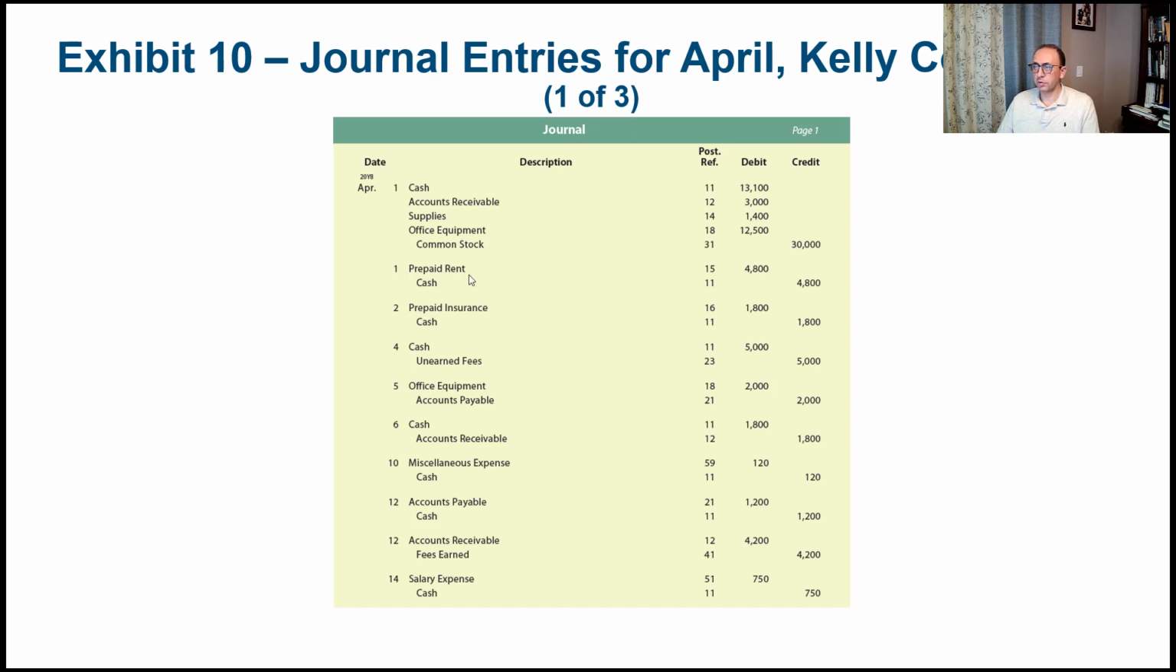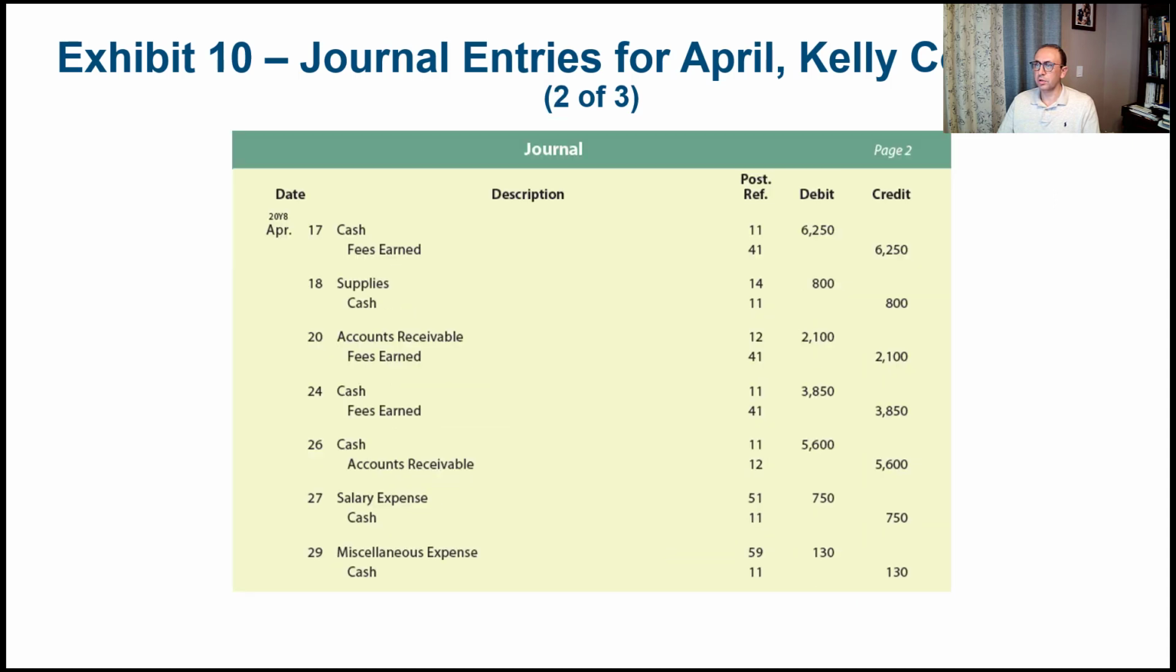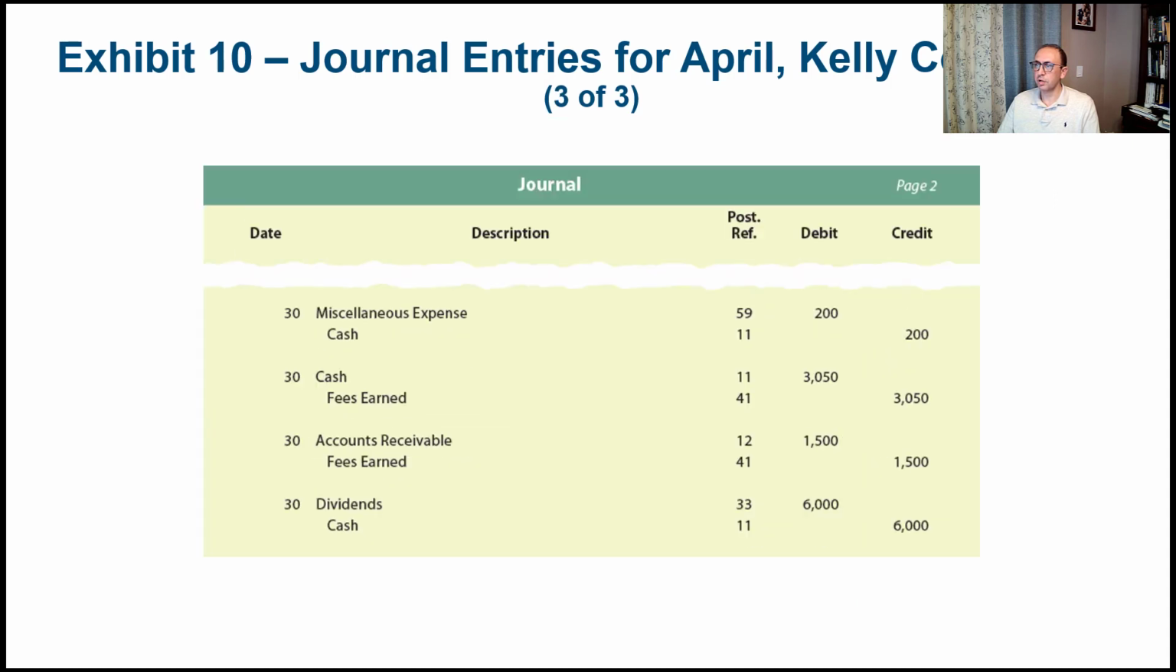Kelly paid for the business some rent in advance, so that was a prepaid rent, which is an asset, and she credited cash, and so on. So these are all the transactions that we covered in chapter 1 and 2, but of course using the journal entry technique, which is the accounting way of presenting transactions. So here we have like 3 pages of the journal that goes all the way to April 30th.